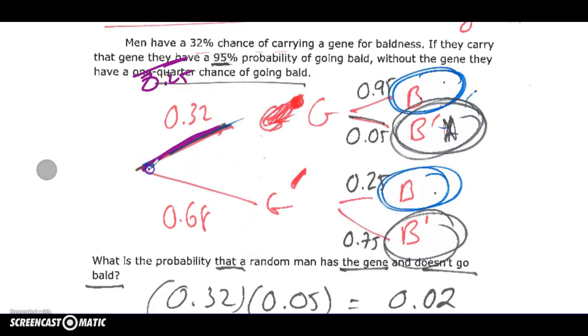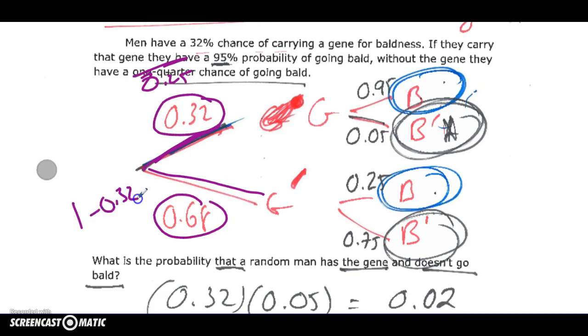You say, look, do we have the gene or not? The gene happens 32% of the time, or 0.32. That means 1 minus 0.32, which is 0.68 of the time I don't have the gene. If I have the gene, so this is conditional on having the gene, I go bald 95% of the time, and then I must not go bald, or bald prime, which means not bald, 5% of the time, or 0.05. So that's what's left. 100% total, 95% here, 5% here. 1/4 of the time I go bald if I don't have the gene.